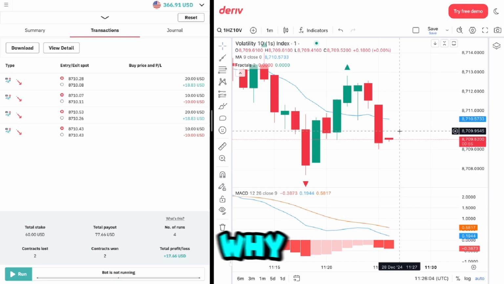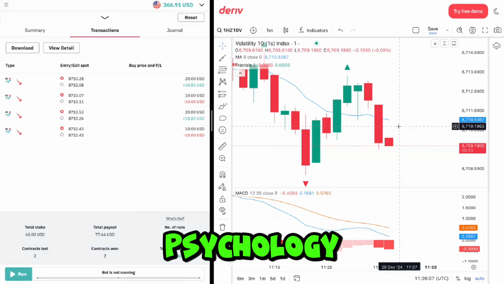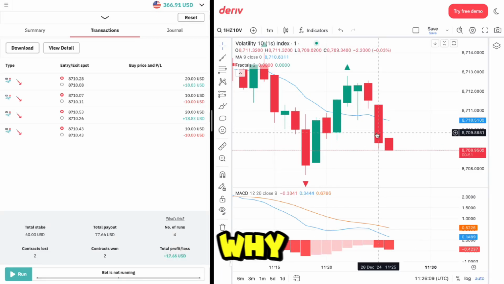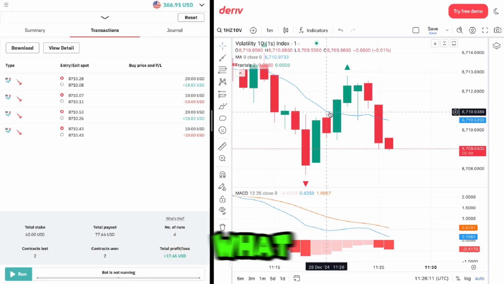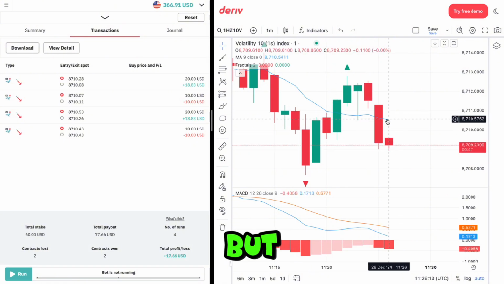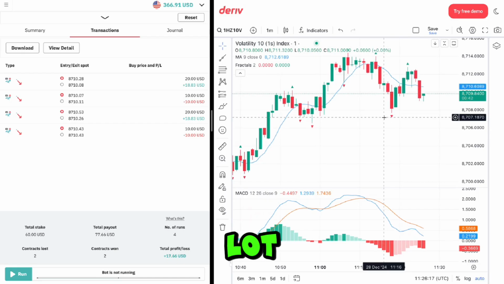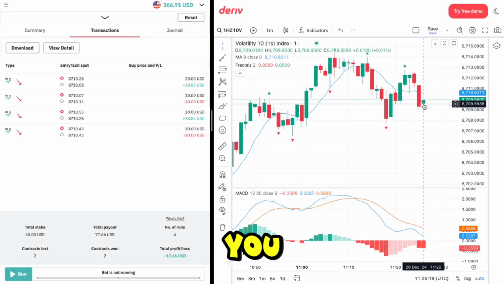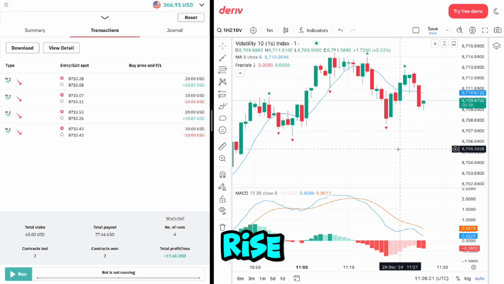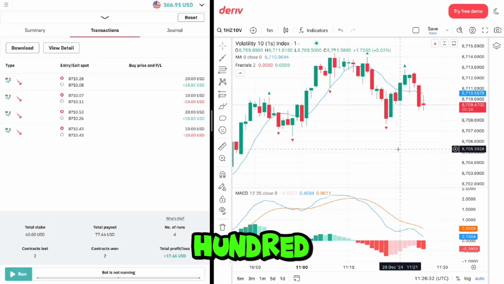Let's see. This is why understanding candlestick psychology is very important. Like this one, I don't know if this is a manipulation or what it is, but I always see these candles on Deriv a lot. I told you, there is the rise. It's gonna rise. Bro. These guys are here for your money. They don't play.